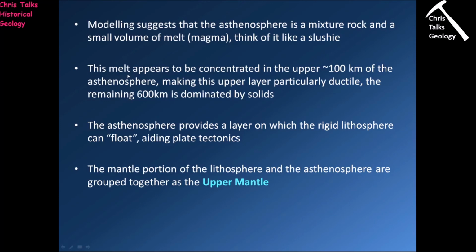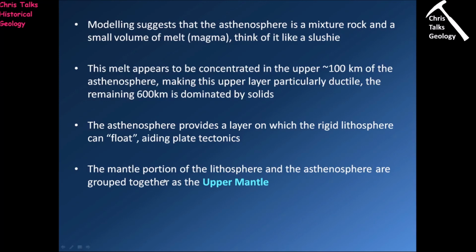So this melt appears to be concentrated in the upper 100 kilometers of the asthenosphere. The asthenosphere is approximately 700 kilometers thick. It looks like the upper 100 kilometers of it is quite magma rich and quite solid poor, whereas the lower 600 kilometers is more solid rich and more magma poor. Now this is important because, since the upper layer of the asthenosphere is more liquid, it gives essentially a layer on which the lithosphere can float and move. And of course, if you think about it, that's obviously extremely important when it comes to plate tectonics.